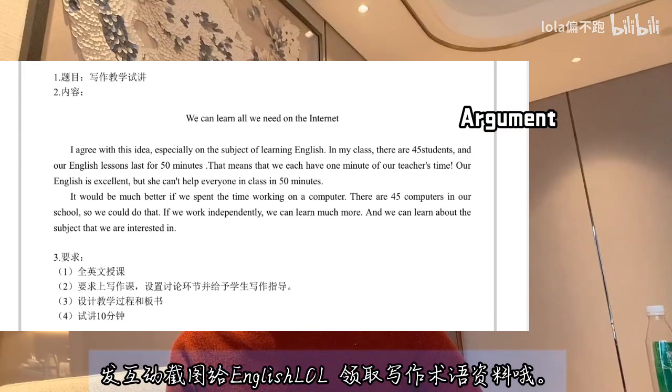I agree with this idea, especially on the subject of learning English. In my class, there are 45 students, and our English lessons last for 50 minutes. That means that we each have 1 minute of our teacher's time. Our English is excellent, but she can't help everyone in class in 15 minutes. It would be much better if we spent the time working on a computer. There are 45 computers in our school, so we could do that. If we work independently, we can learn much more, and we can learn about the subject that we are interested in.